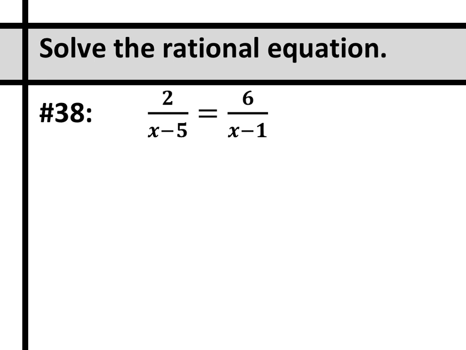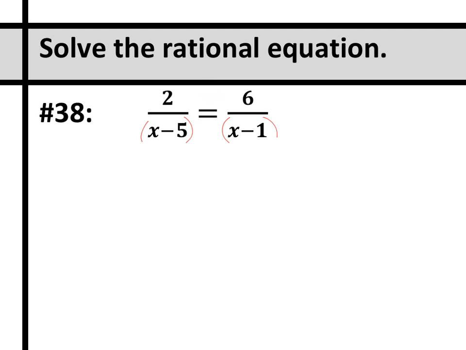Okay, number 38, solving rational equations. This is where we get to cross multiply. So cross multiplication can only happen if you have an equals in between. Okay, so it has to be a proportion, which means fraction equals fraction. I'm going to go ahead and stick parentheses around both denominators.